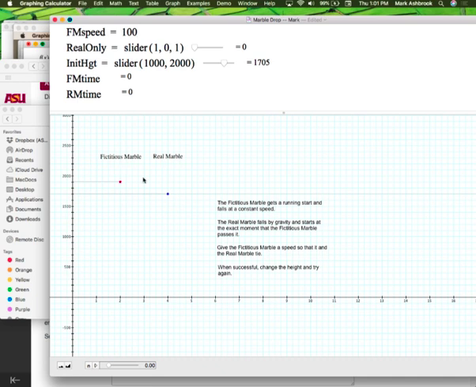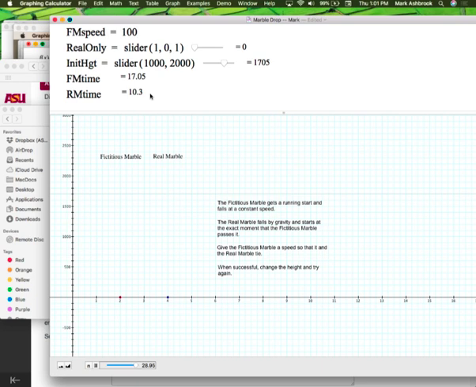So when it gets a head start, when it reaches the height of the real marble, then the real marble starts to fall, and the time of both starts. So watch. So here comes the fictitious marble. Now the time starts for both of them. The time is ticking. And when the real marble hits, boom, it tells you how long it took to hit the ground. And the fictitious marble at that speed of 100 took 17.05.